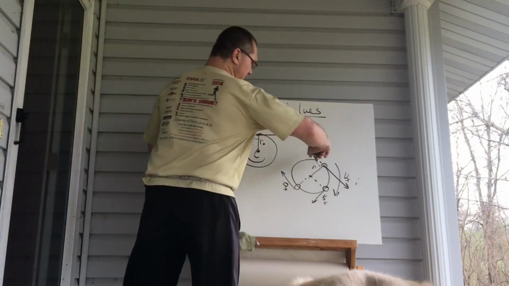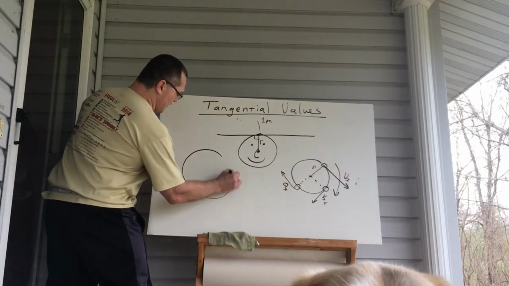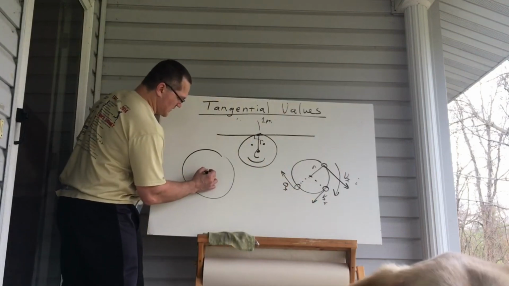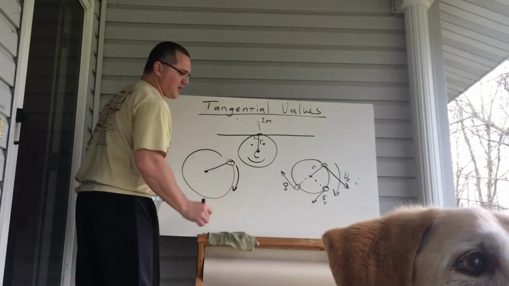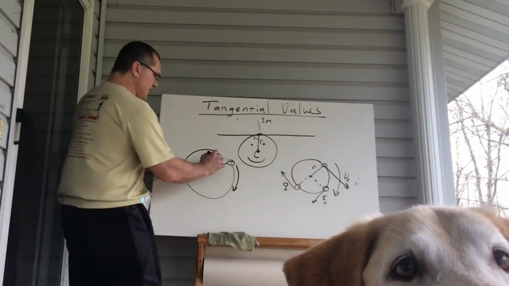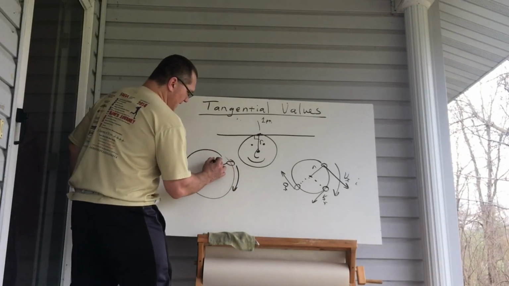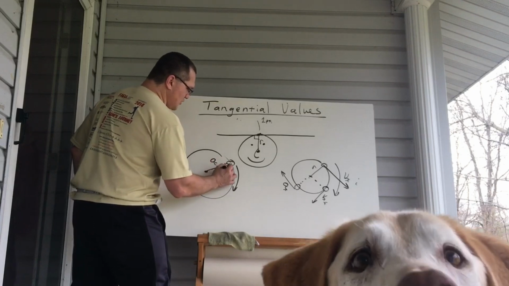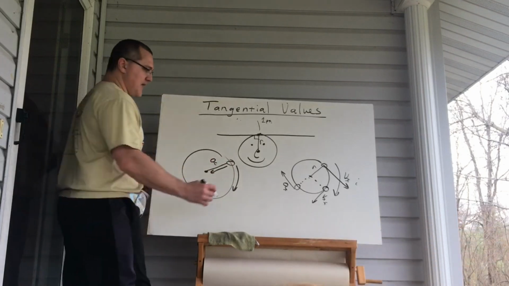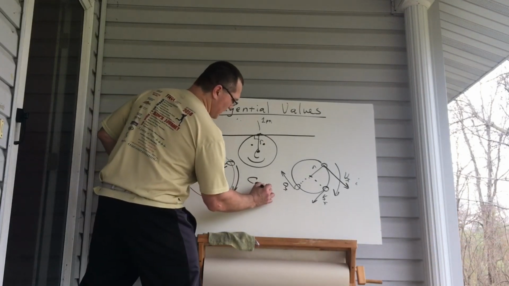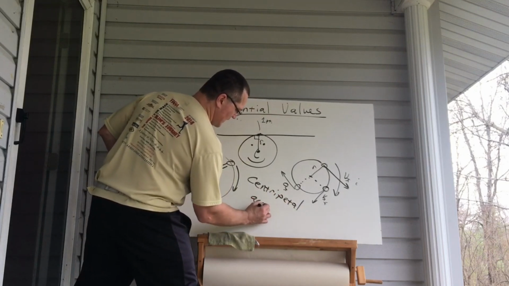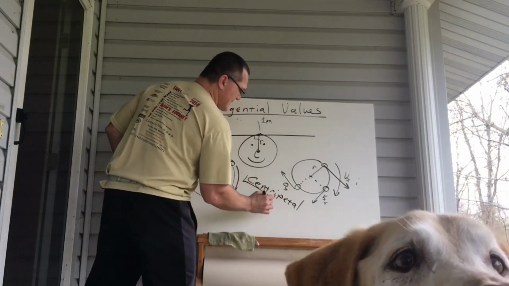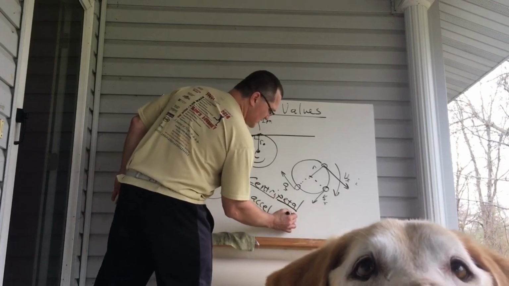Now, anytime an object goes around in a circle, I'm just going to be drawing a lot of circles today. The reason this thing continues to follow the circular path is because there is an acceleration going towards the center. That is called centripetal acceleration. Centri means center, petal means towards.